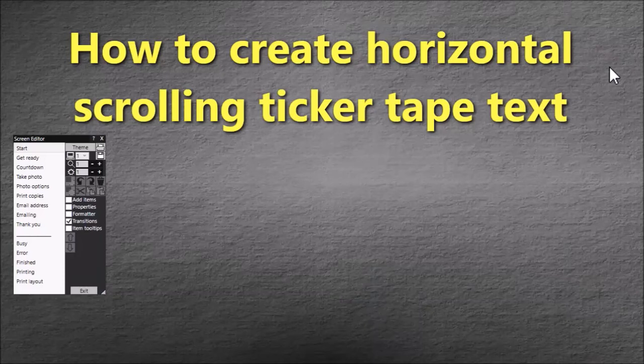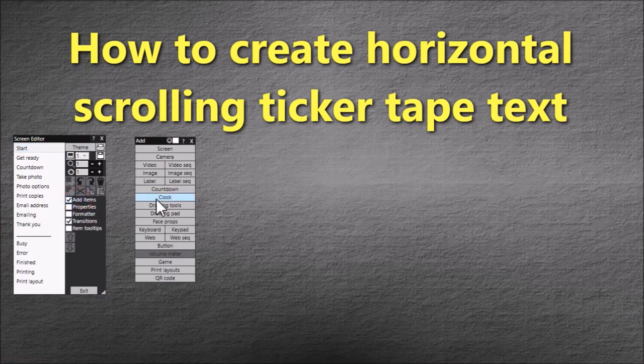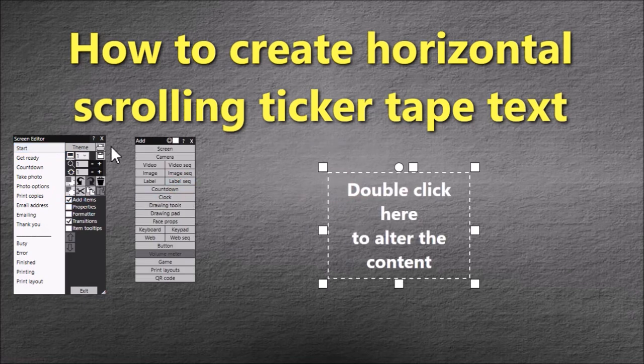This video shows you how to create horizontal scrolling ticker tape text. Now you can add that to any screen you like. I'm in the screen editor at the moment on the start screen. So to do it, you choose Add Items and you add a label sequence item, and here it is.